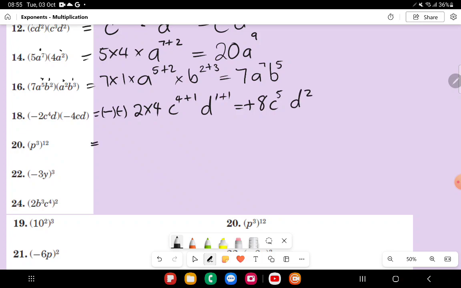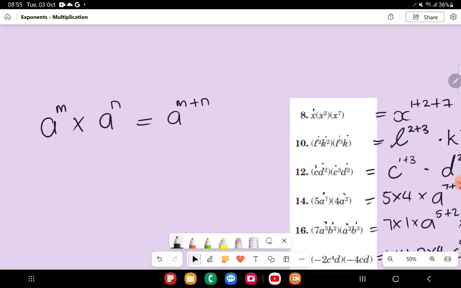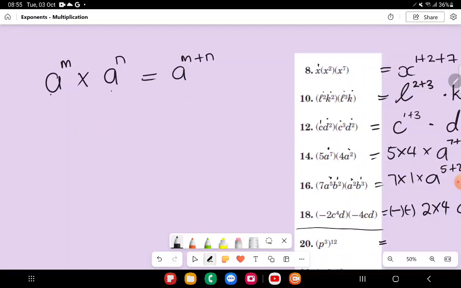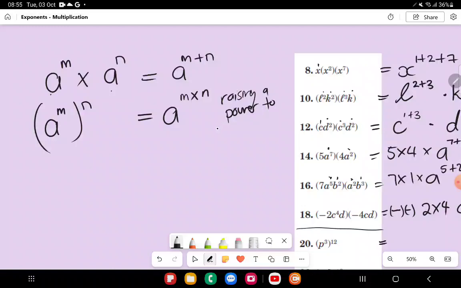Question 20. Now here we're getting to a different rule. So up until here we've done this rule where if I have the same base, I add the exponents. Now I want to introduce two more rules. The first rule says that if I have a to the power of m and I raise that whole thing to the power of n, I am going to multiply the exponent. So it becomes a^(m times n). I am raising a power to a power. It's an exponent to an exponent. So I multiply the exponents.